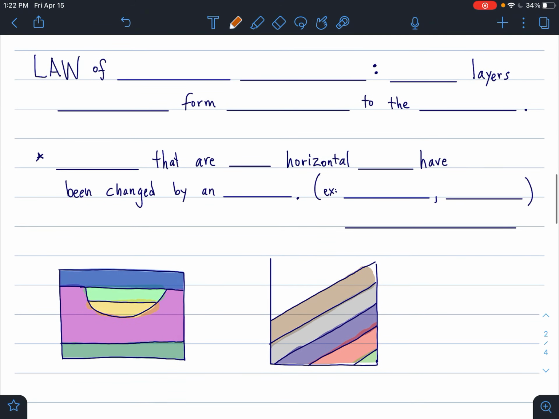Let's look at law number 2. The second law is the law of original horizontality, and this is a big word here. Okay, let's break this down. Essentially what this means is that when you have rock layers, they originally are going to form in a horizontal manner. So rock layers form horizontally.